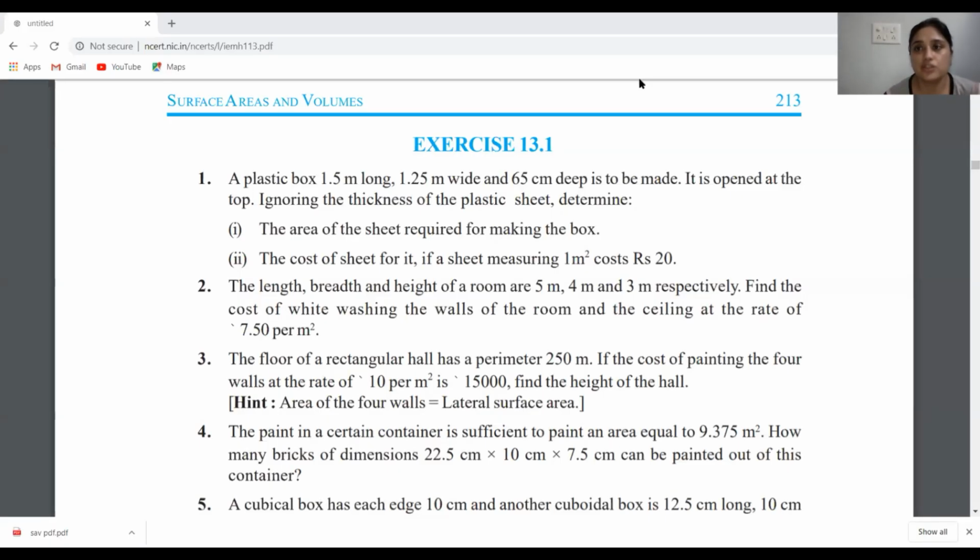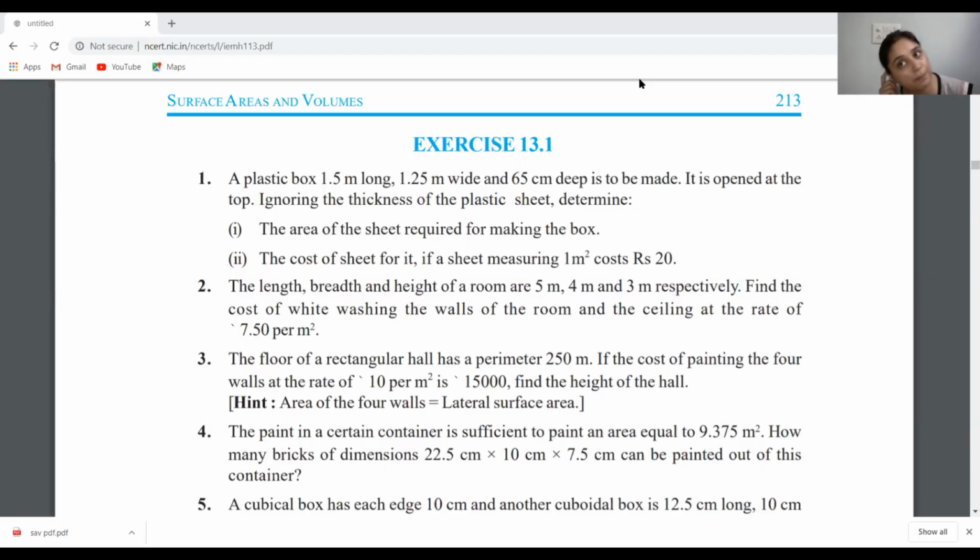Our first question says that we have a plastic box whose length is 1.5 meter, and whose breadth is 1.25 meter wide. Width or breadth is one and the same thing. Those students who do not know, let me clear it up. If you see the word wide written anywhere, or you face the word width, width or breadth is one and the same thing. And 65 centimeter deep; depth and height are one and the same thing. Height is going in the upward direction, depth is the height in the downward direction. So here you are clear with the dimensions of that plastic box.